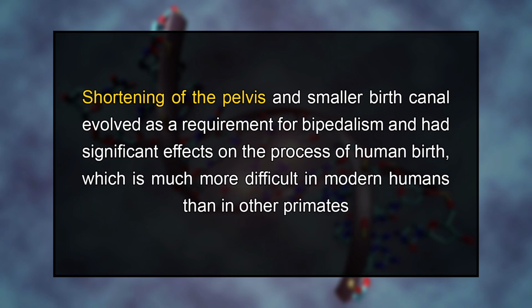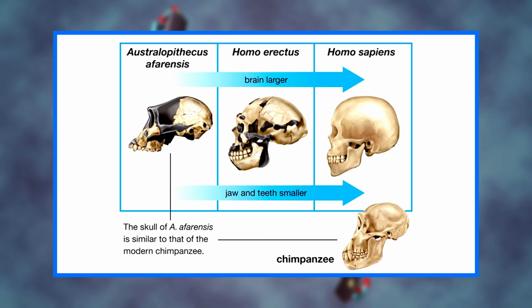The shortening of the pelvis and smaller birth canal evolved as a requirement for bipedalism and had significant effects on the process of human birth, which is much more difficult in modern humans than in other primates. The smaller birth canal became a limiting factor to brain size increase in early humans. The increased brain growth after birth and the increased dependency of children on mothers had a major effect upon the female reproductive cycle and the more frequent appearance of alloparenting in humans when compared with other hominids.